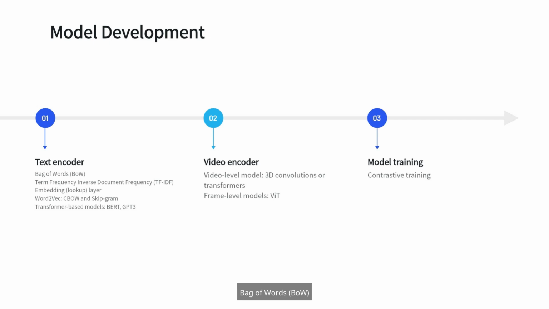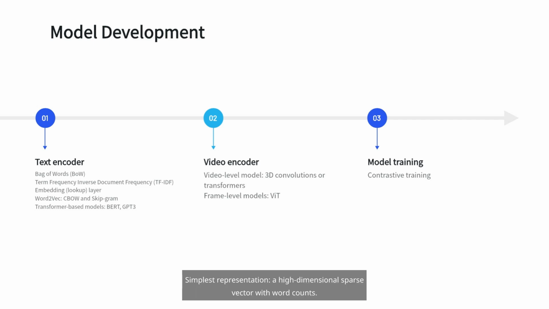Bag of words, BoW. Simplest representation, a high-dimensional sparse vector with word counts. Lacks word order and context, but useful as a baseline for text retrieval. TF-IDF, term frequency inverse document frequency. Weights rare terms higher than frequent ones. Enhances discriminative power over BoW by reducing noise from common stop words, e.g., video, watch, you.